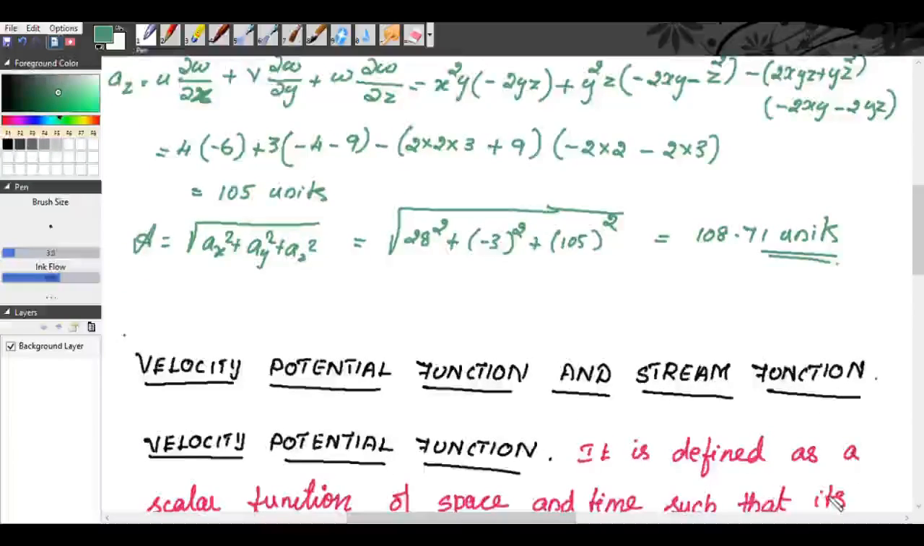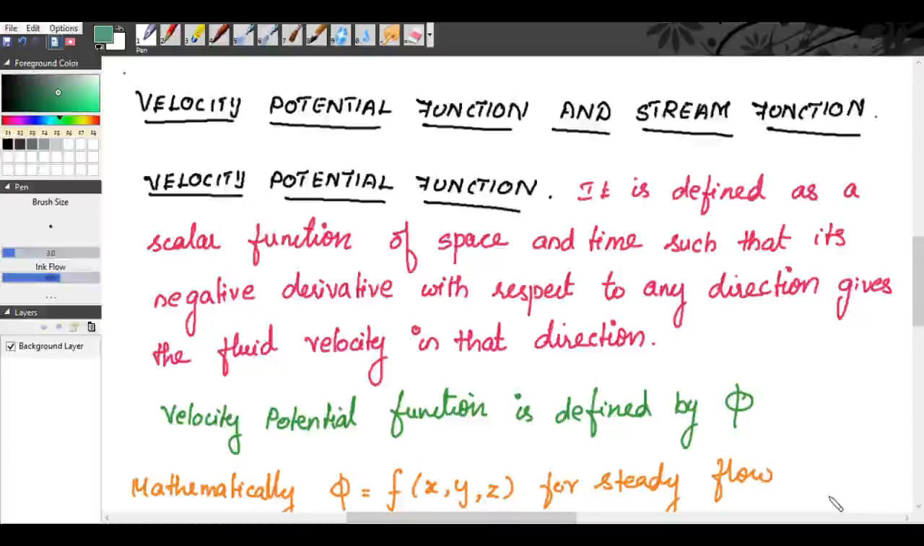So, next concept is velocity potential function and stream function. First of all, let us see what is velocity potential function. It is represented by pi. This is very, very important. Velocity potential function is represented by pi and stream function represented by psi. Now, this velocity potential function is defined as a scalar function of space and time. So this velocity potential is a scalar function. Stream function is also a scalar function. It does not have any direction.